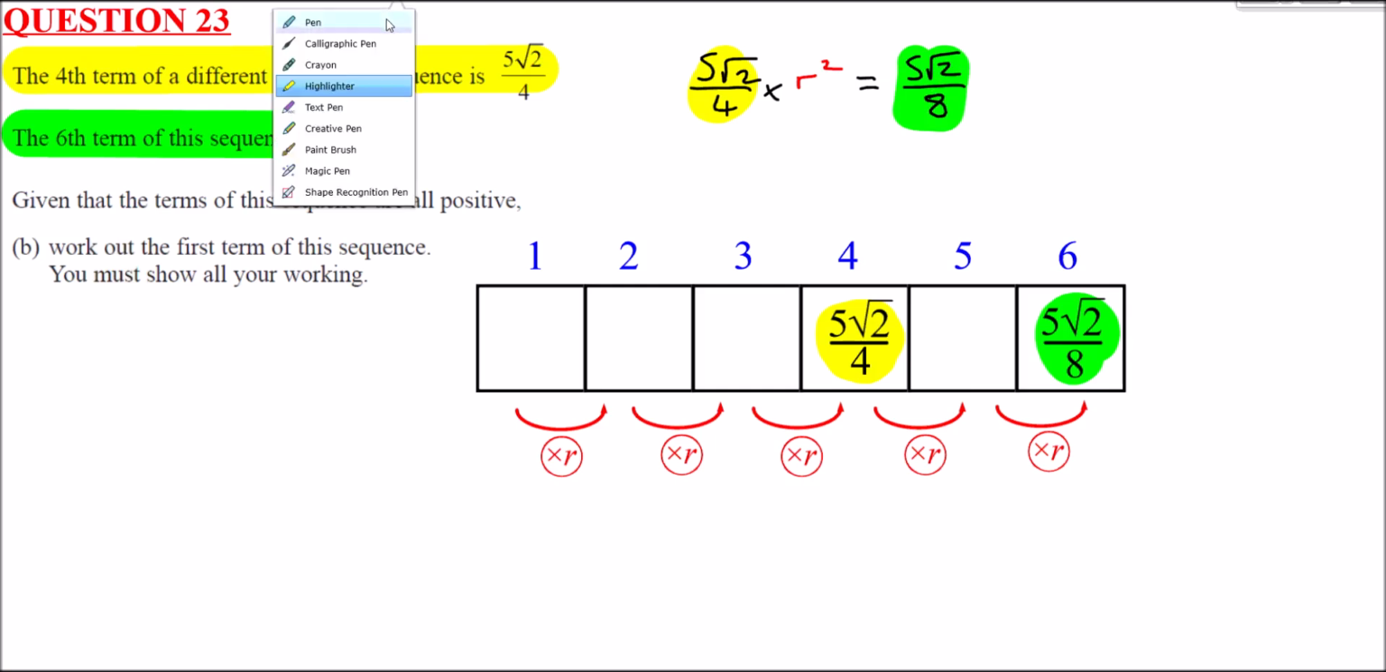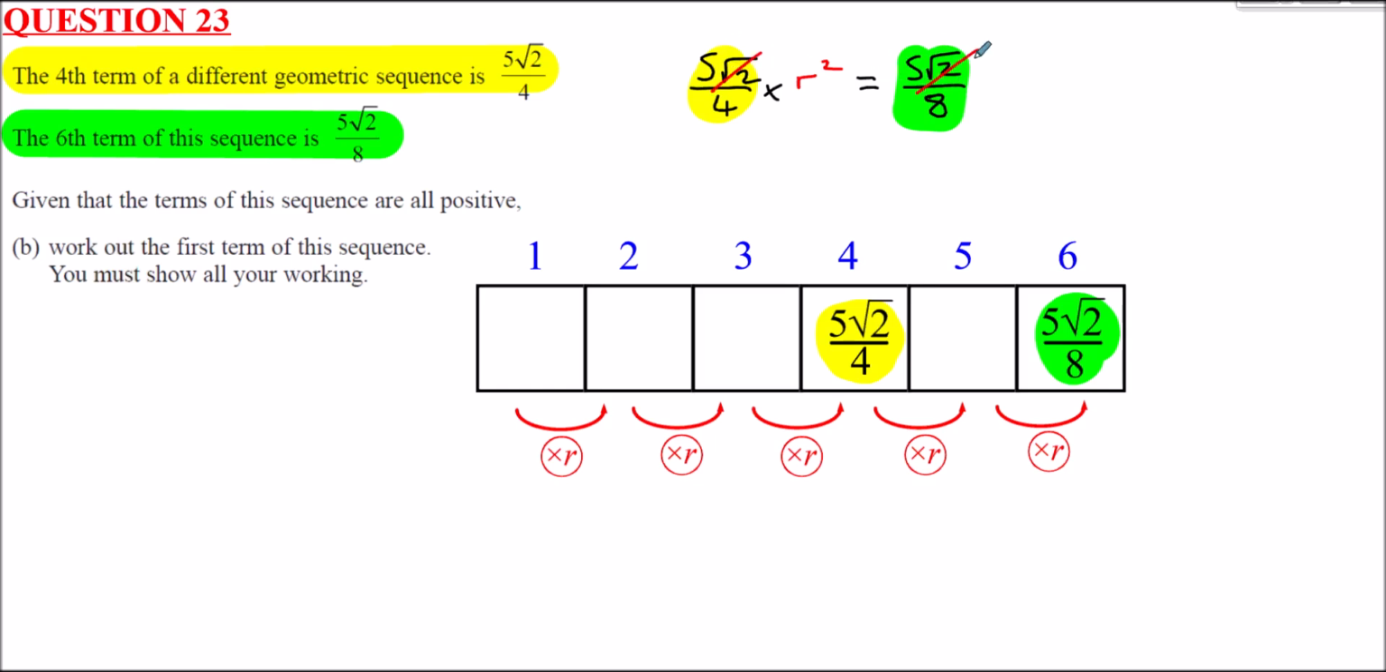So what we can do here is try and work out what r squared is by simplifying both sides. To be honest, we can cancel off a lot on the top and the bottom. So first of all, what I'd suggest will be to divide both of these fractions by root 2. If I cancel off a root 2 over here and a root 2 over here, I then get 5 quarters of r squared equals 5 over 8.